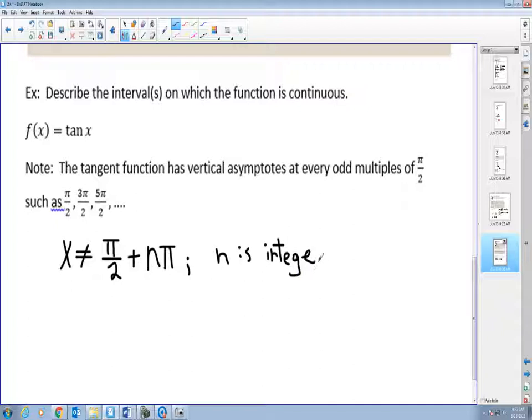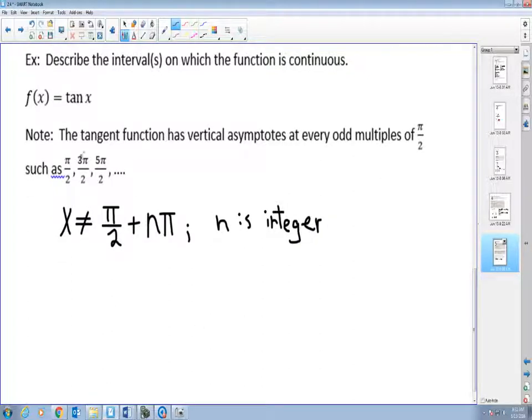Let me show you what I mean by that. If you think about it, the first one is at pi over 2. To go from pi over 2 to 3 pi over 2, all I have to do is add a pi, because 2 times pi is 2 pi, and 2 pi plus pi makes it 3 pi. So pi over 2 plus pi is 3 pi over 2.